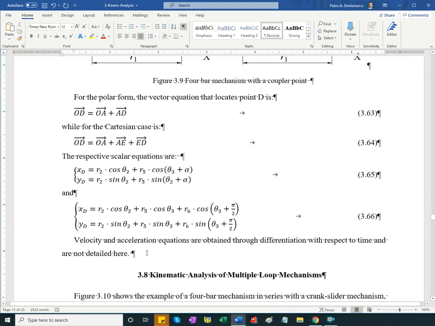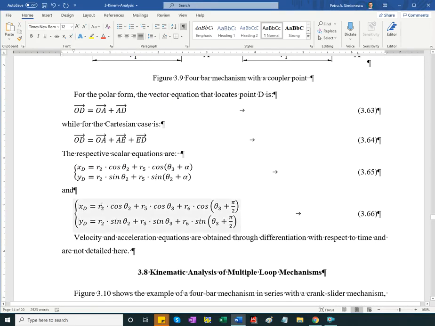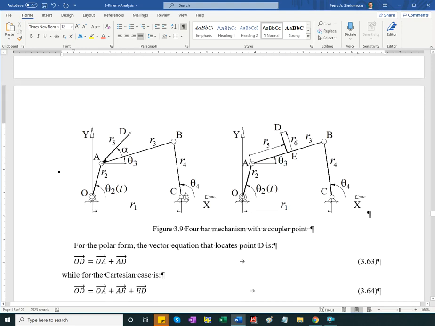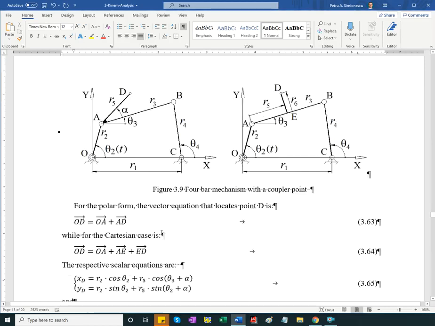Okay, so position is solved. If you want velocity and acceleration, you need, of course, to take first and second time derivatives. Position of the basic 4-bar should be known, as should velocity and acceleration, because there will be theta 3 that occurs in both instances.